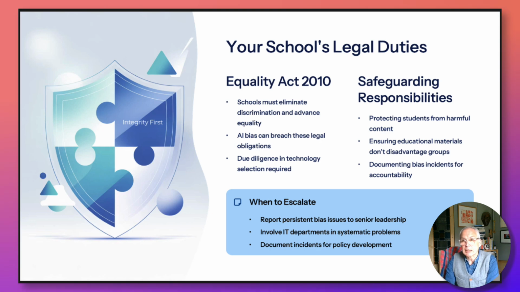When you encounter significant bias issues, don't try to solve them alone. Escalate to senior leadership and involve your IT department. Document these incidences as they help inform whole school AI policies. Remember, you're not expected to be the AI police, but you are expected to act when you notice problems.